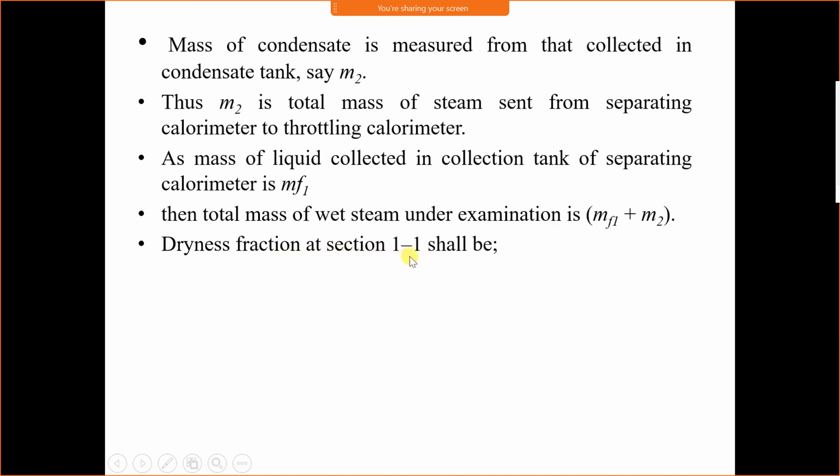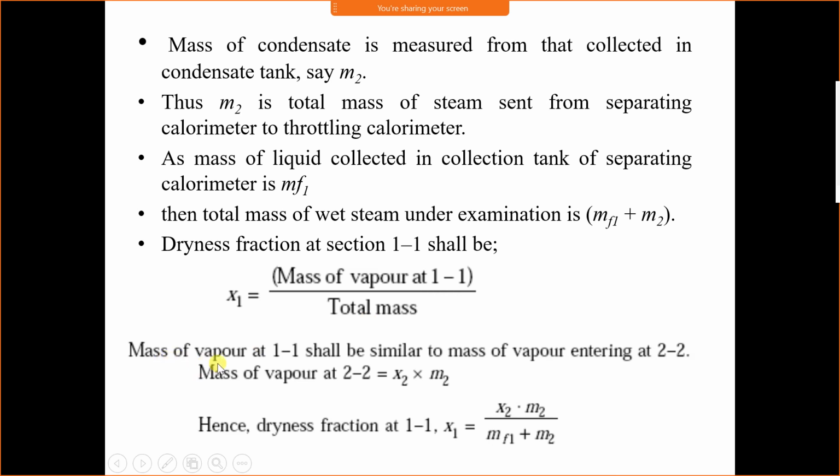The dryness fraction at section 1 shall be x1, which is equal to mass of vapor upon total mass. This is the formula for the separating calorimeter. Mass of vapor at section 1 is the same as the mass of vapor entering section 2. Therefore, mass of vapor at section 2 is x2 into m2. So, the dryness fraction x1 is equal to mass of vapor upon total mass, where mass of vapor is x2 into m2 and total mass is mf1 plus m2. This is the formula for dryness fraction.